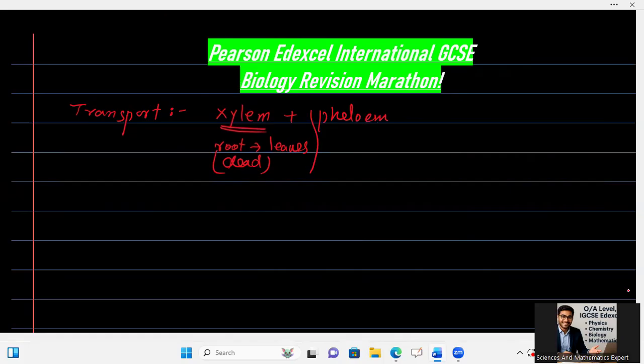In case of phloem, it carries dissolved sugars like sucrose from the leaves to the parts of the plant, and this is called translocation. Phloem is made up of living cells, and flow can be both up and down, unlike xylem, which goes only up from the root to the leaves.